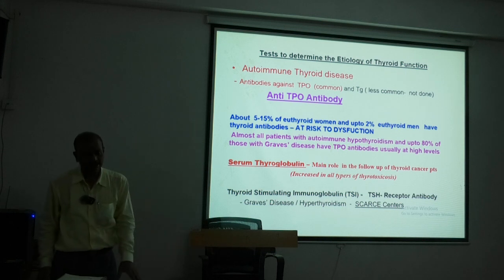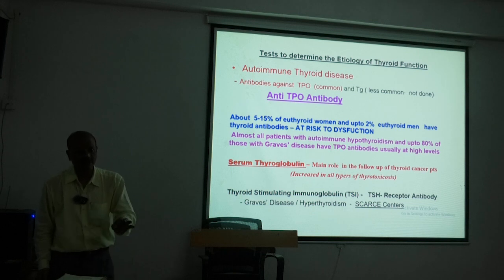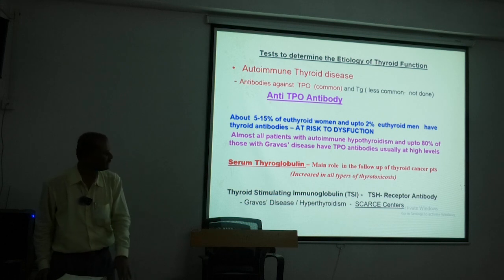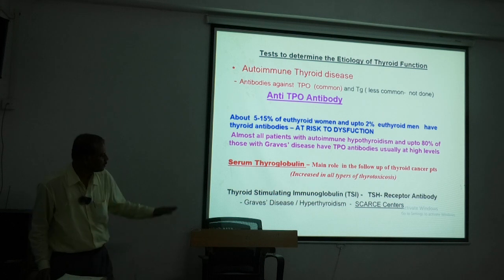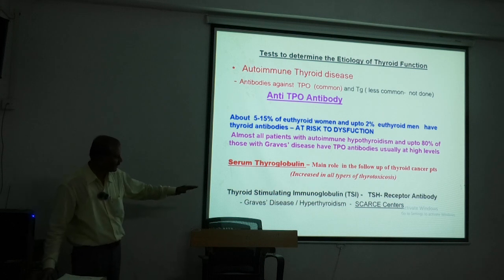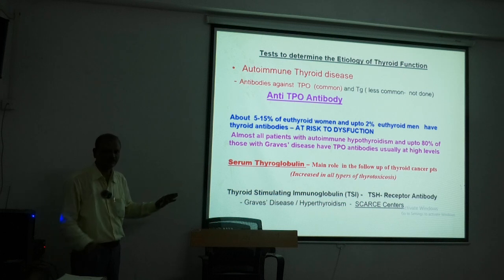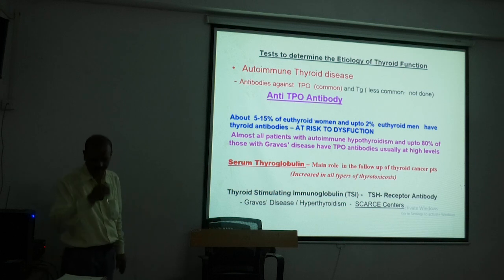Thyroid cancer you will see less, but those rare patients you will get, don't forget that the earliest sign, I would say, is increase in thyroglobulin level. It means cancer has recurred. You have to take adequate steps. So another test is there, that is thyroid stimulating antibody. This is a receptor antibody. It is not done routinely, it is done in research centers.